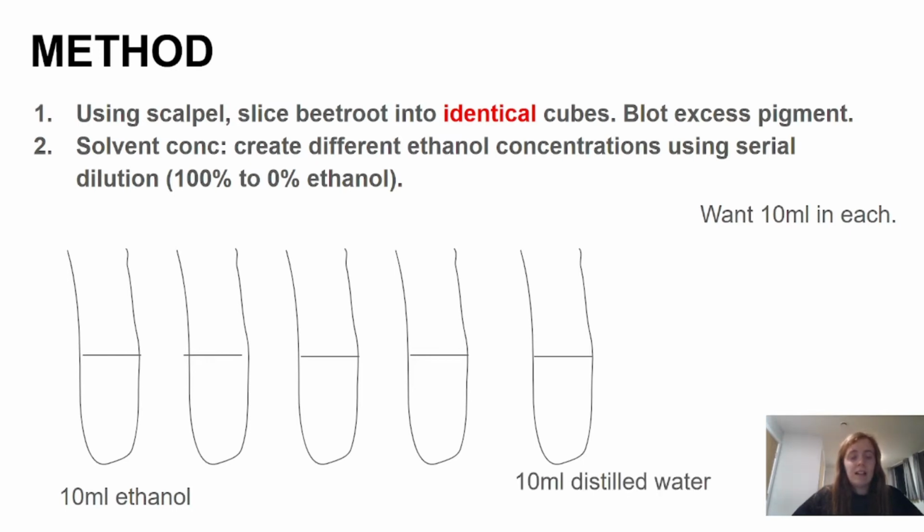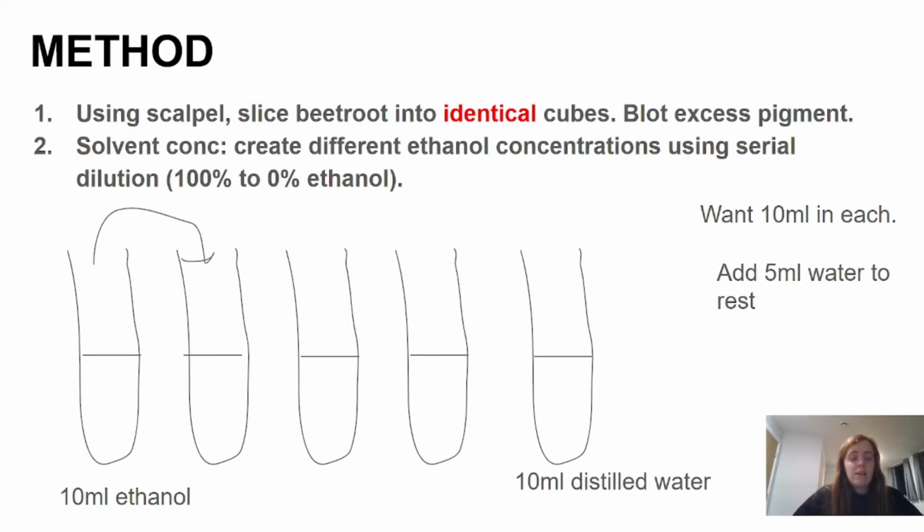And then the 0% ethanol, obviously there's no ethanol in there, so we just use water in this case. In the 0% ethanol tube, which in this video will be tube 5, you'd want 10 milliliters of distilled water. And then for the rest, tubes 2, 3 and 4, you want 5 milliliters of distilled water in those.